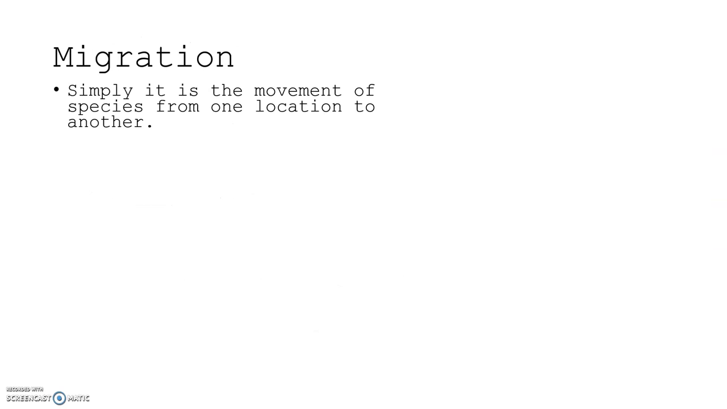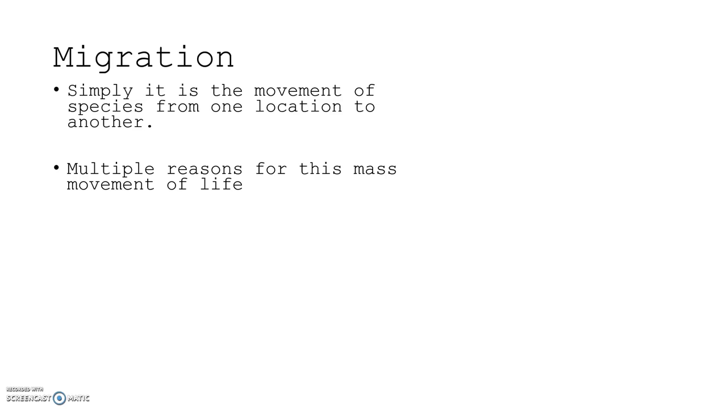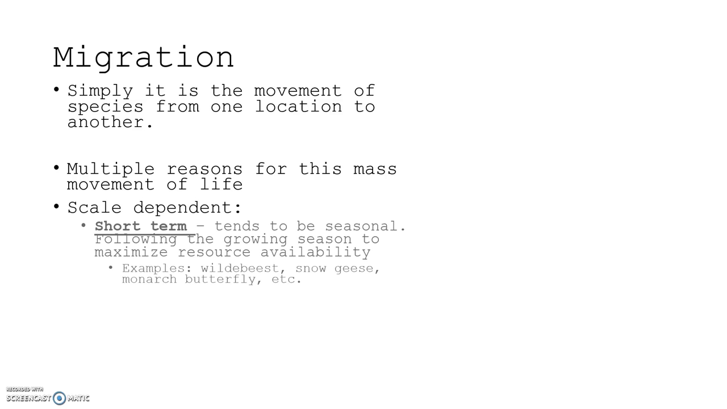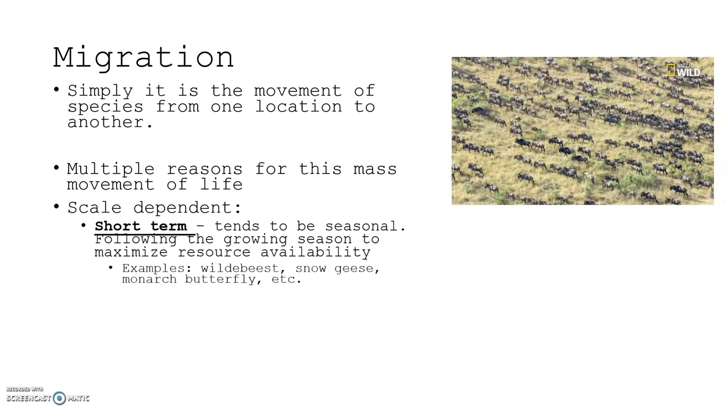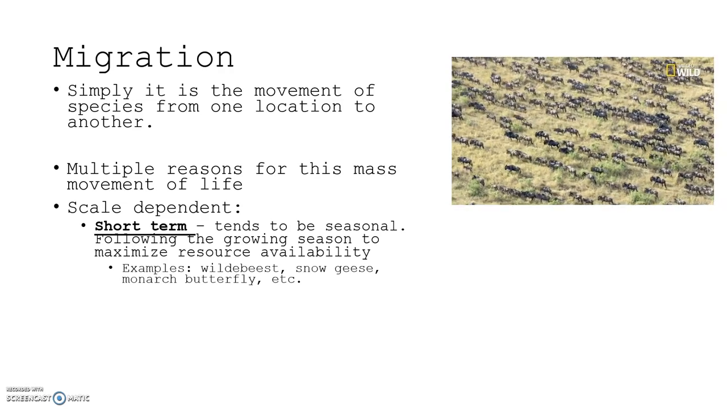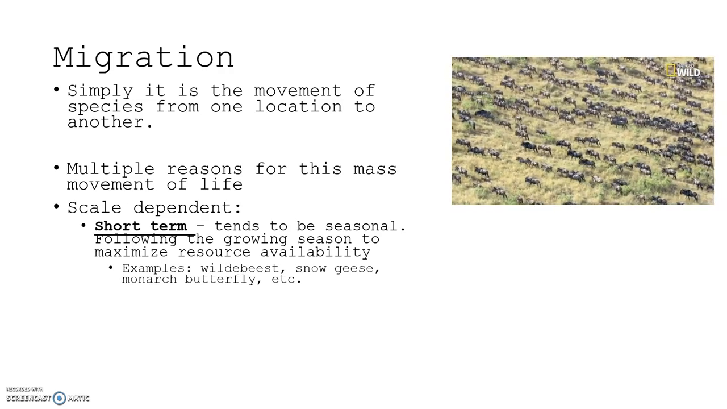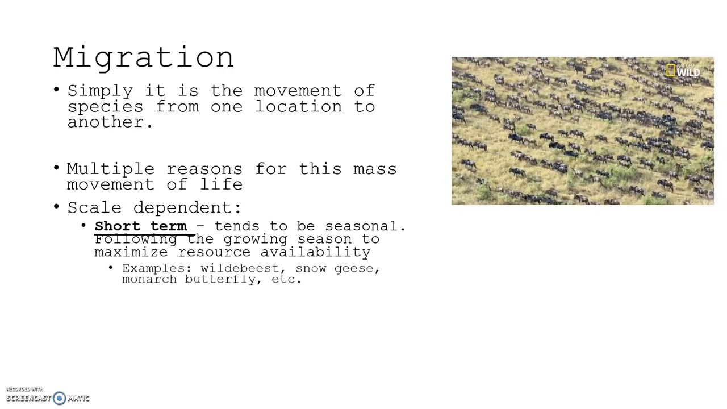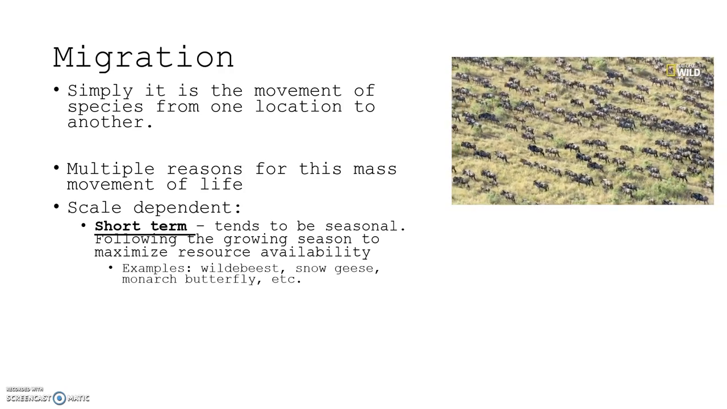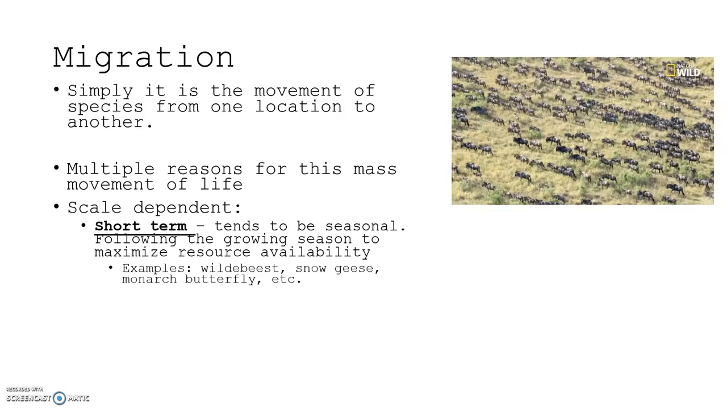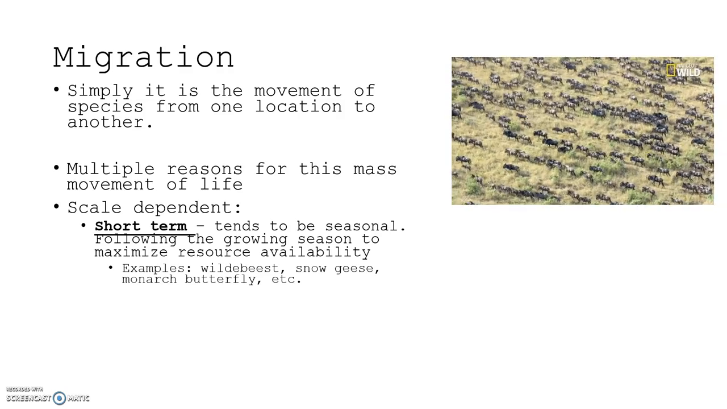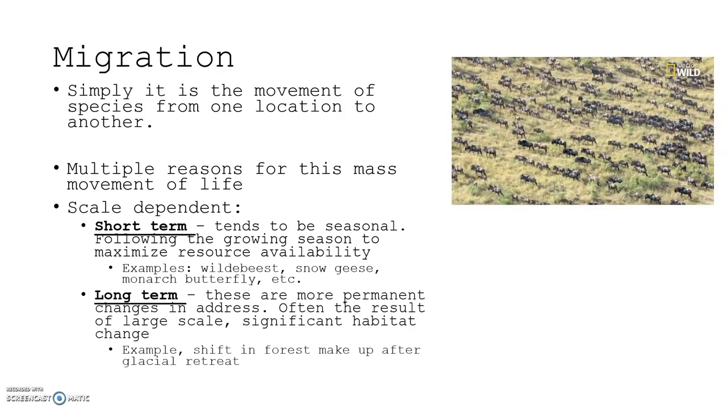Migration is the movement of species from one location to another. There are multiple reasons for this movement, and it is scale dependent. Short term tends to be seasonal. They follow the growing season to maximize resource availability. So we think of the migration of the wildebeest, which is being shown here. That was an awesome thing that I got to see. Snow geese and monarch butterflies all move to follow food sources.